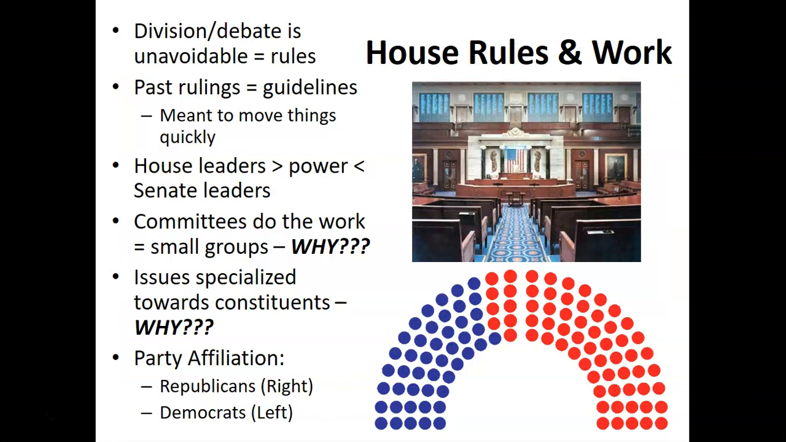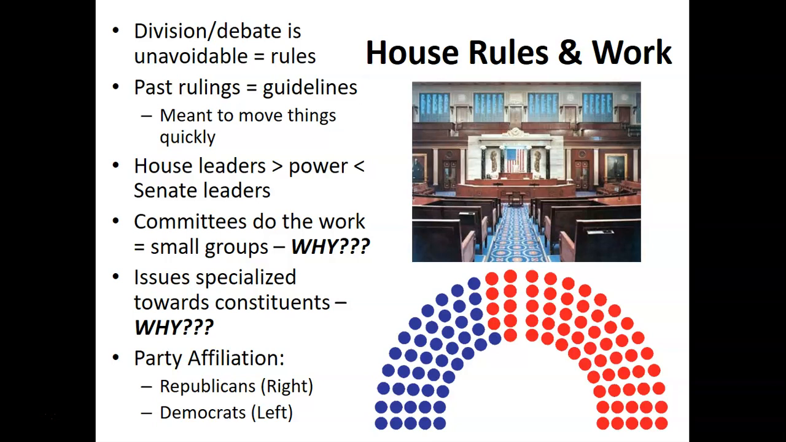In terms of how the House of Representatives works and the rules that are in place. First off, you have to have rules within any system because there's always going to be people that are going to disagree, and it's politics and it's our government. So of course there's going to be division and debate. So the rules have been developed to help make sure that is a little bit restricted and things still get done. Now, past rulings, whether it's in our Congress or in law, are what present guidelines for how things actually work within the House.